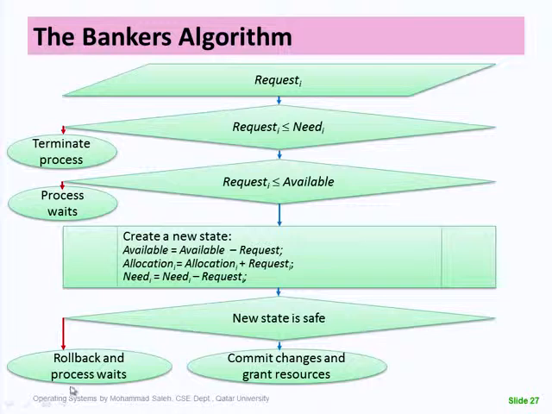If not, then the process has to what? Wait, and we roll back to the previous state. So we didn't consider the state that we're working on as a new state. So we don't have a new state. You can see here also, if the process failed the first test, it means the process requested more than what it needs, and in that case, it should be terminated. Other than that, it will be waiting.